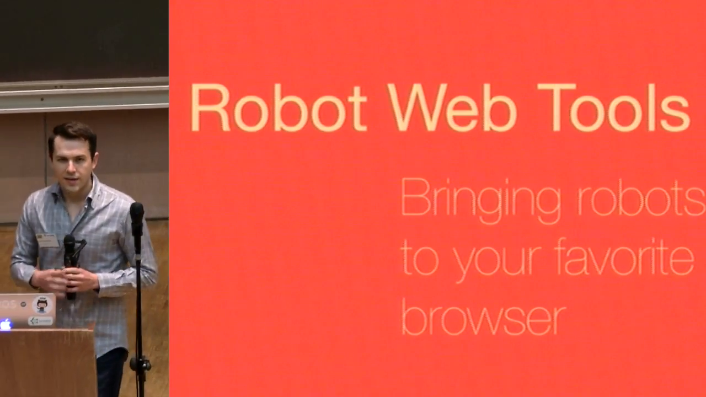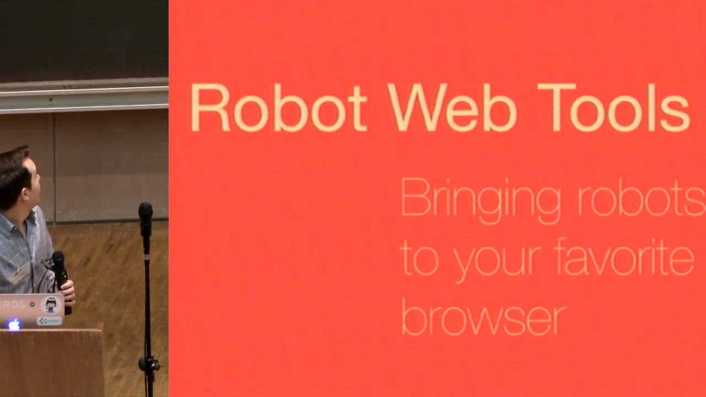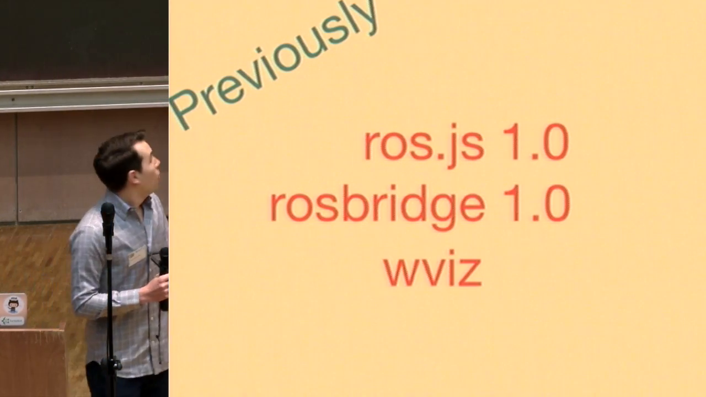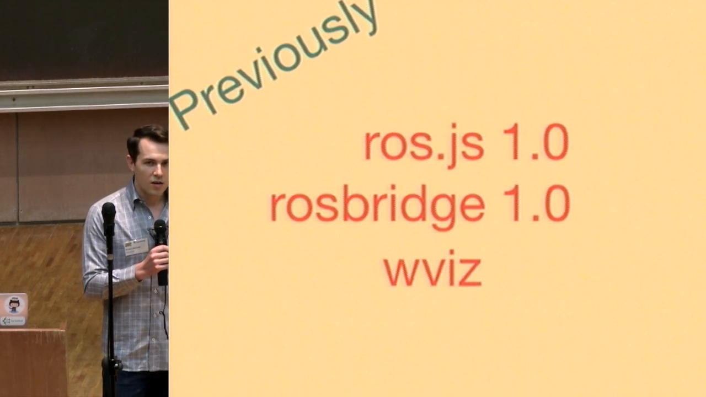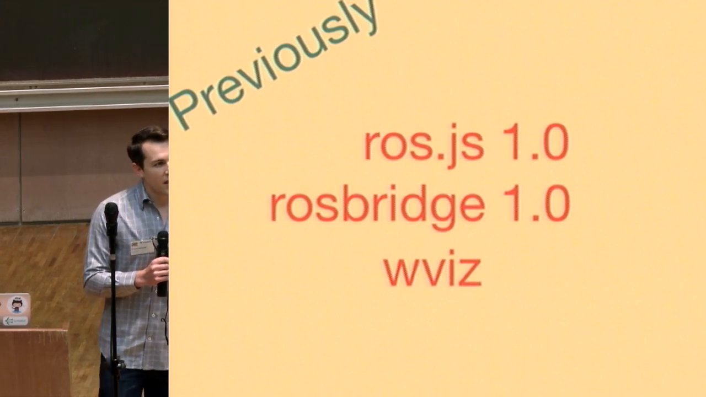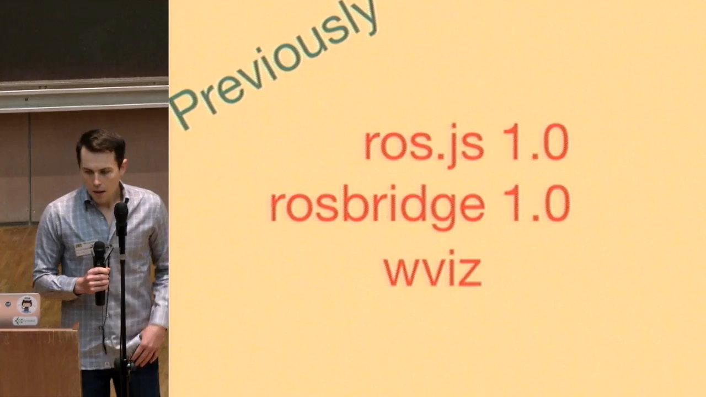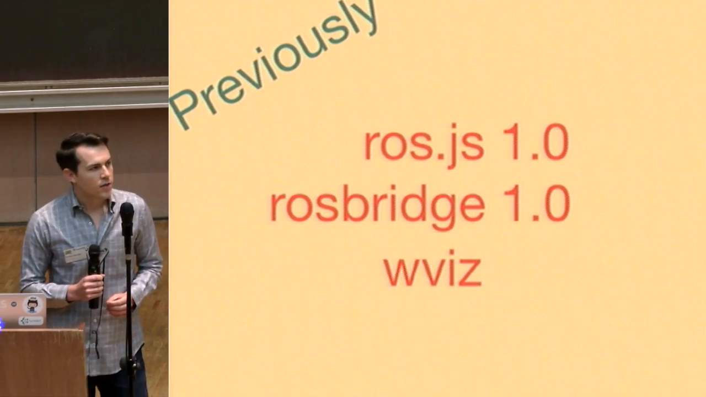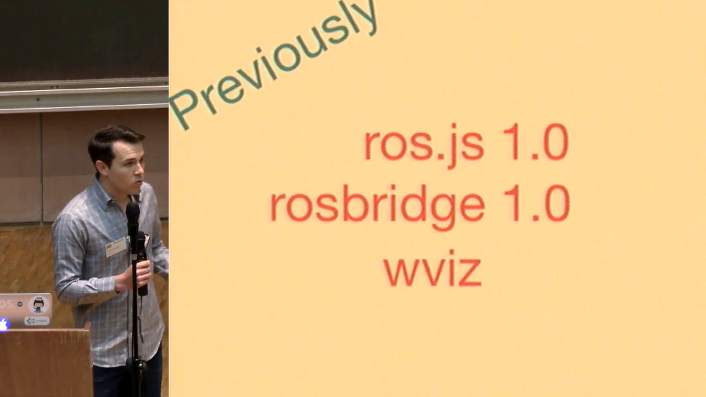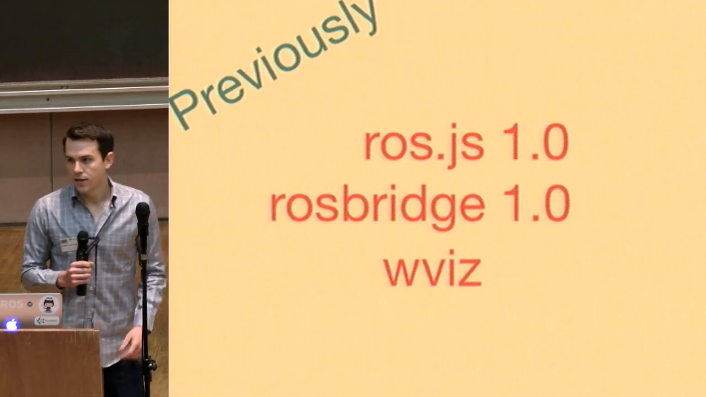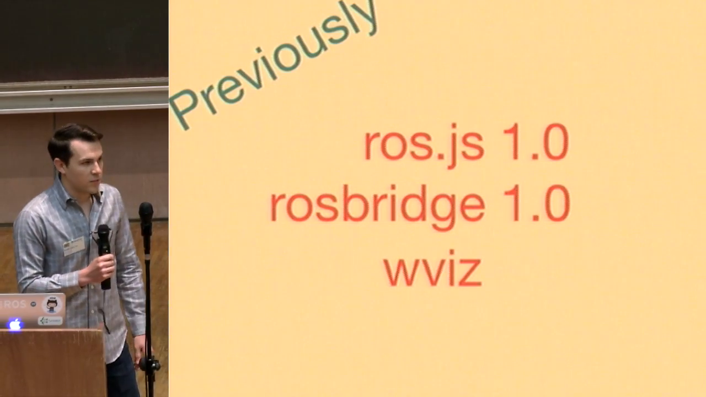But before we get to that, let's go all the way back to RosCon 2012, when Ben Pitzer, on Sarah Ostentowski's behalf, gave a presentation on web-enabled robotics. Back then, the state of the art was the original RosJS, RosBridge 1.0, and WViz, an RViz-like replacement for the web.